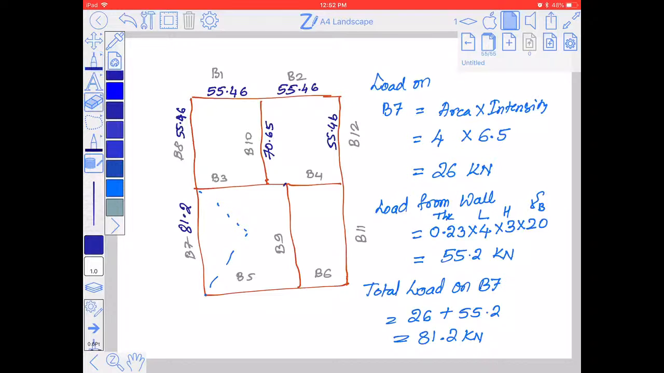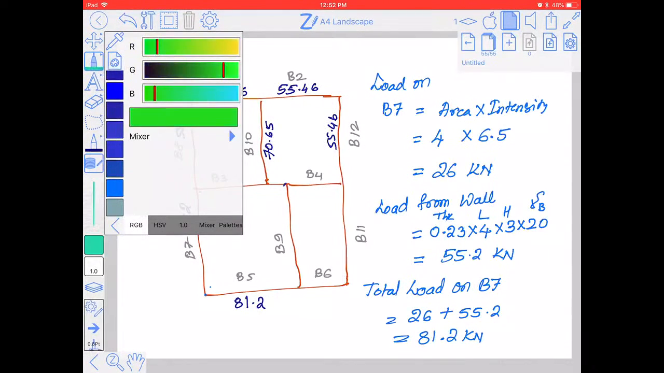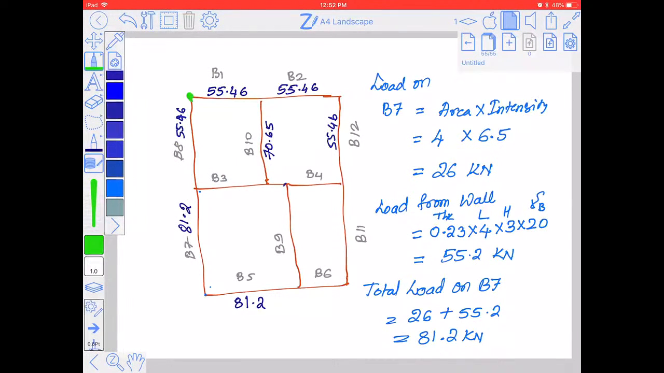Now obviously B5 also I will be getting the same load on B5. It is also 81.2 because we have column locations. I'll show the column location also. This is 1, 2, 3, 4, 5, 6, 8 and 9 column. 9 column locations, right? So we should find out one column to another column. The span is treated as one column to another column. And B5 and B7 will be same, right? Because of the same intensity distribution. Is it clear?